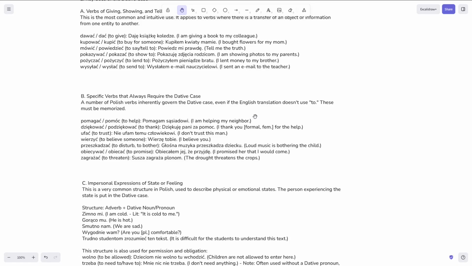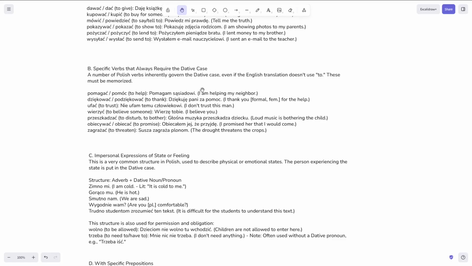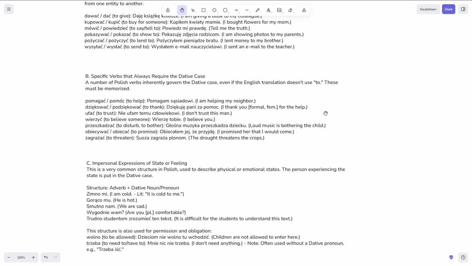So, pomagam sąsiadowi, I am helping my neighbor. This word is actually in dative because I am giving help to my neighbor. Okay? I give help to my neighbor. You just have to memorize that this is the way some verbs work. Okay? For example, to thank in Polish is also the same. You give thanks to someone. You give thanks to someone would be the probably easiest way or the most logical.